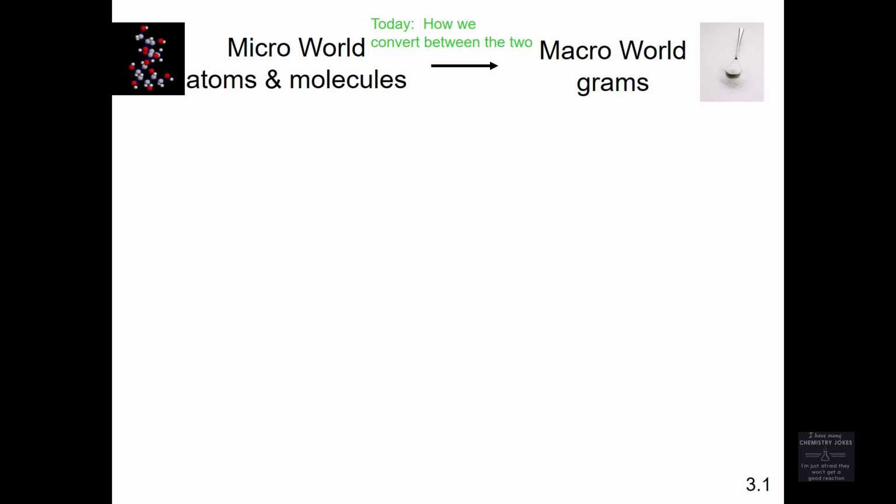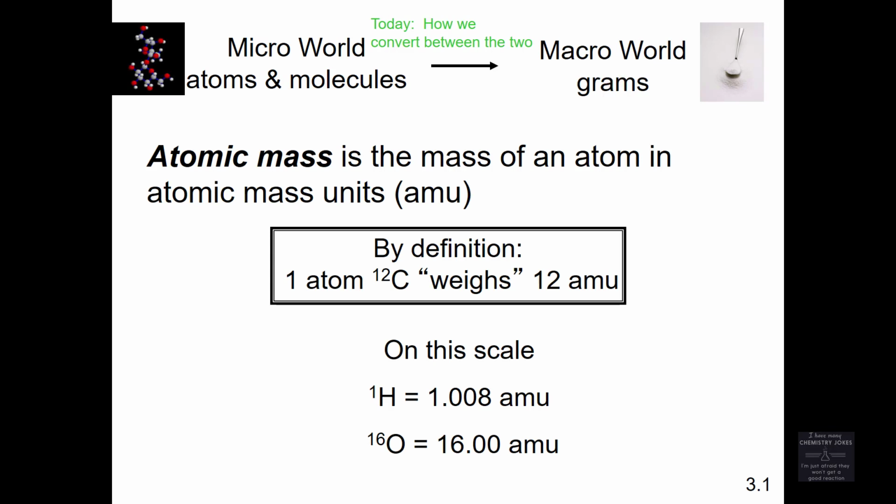So today we will spend a bit more time talking about how to convert between micro, the chemistry world of atoms and molecules and tiny things that we can't observe with our eyes, into the macro world, grams and things that we can hold in our hand. So in order to do that, we need to go back and define atomic mass. What is atomic mass? Atomic mass is the mass of a single atom in the units of AMU, atomic mass units.